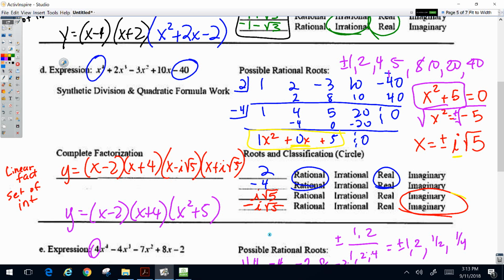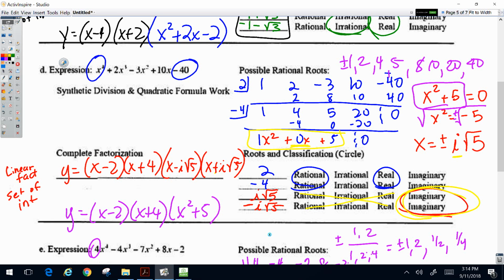Anytime I have i, I am now imaginary. If it's imaginary, it's not any of that, because imaginary is not real. Okay, so that gives us a positive i root 5 and negative i root 5. So for the linear factorization, it's x minus each one of those roots. x minus 2, x minus -4, which makes a plus, x minus i root 5, and x minus negative i root 5, which makes a plus. Now here, factored over the set of integers.